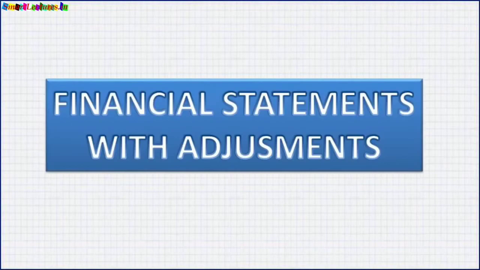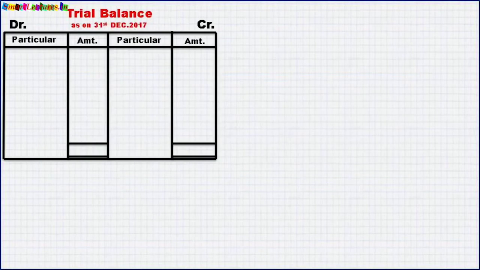Episode 5, Financial Statements with Adjustments. Let's take one more question. This is the trial balance as on 31st December 2017.